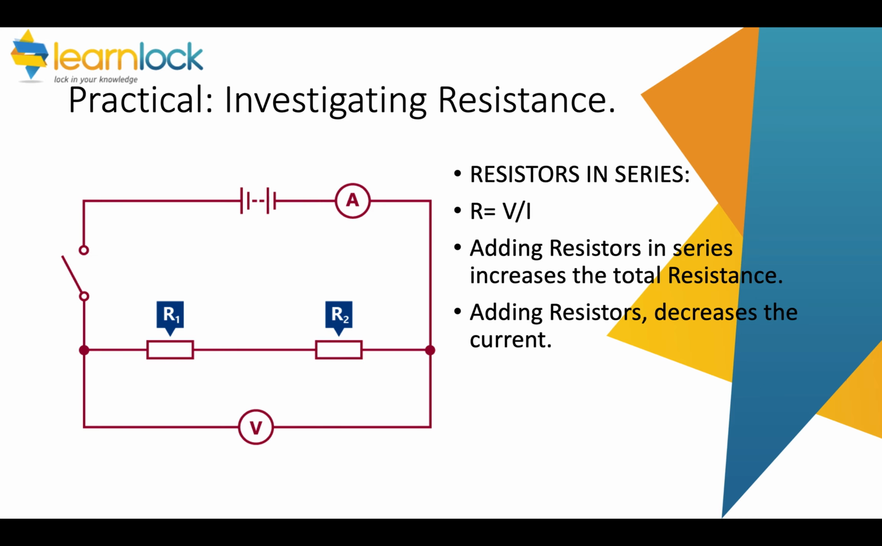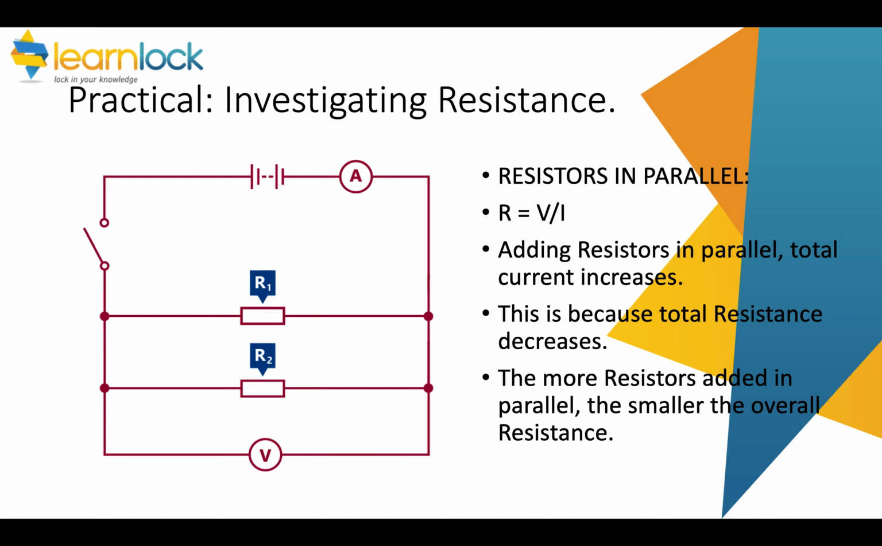You also need to know how to investigate resistance in series and parallel circuits. So in a series circuit, if you add resistors in series, the current will go down and the total resistance will increase. If you add resistors in parallel, then the current will increase, and that's because the total resistance decreases. So the more resistors you add, the smaller the overall resistance.